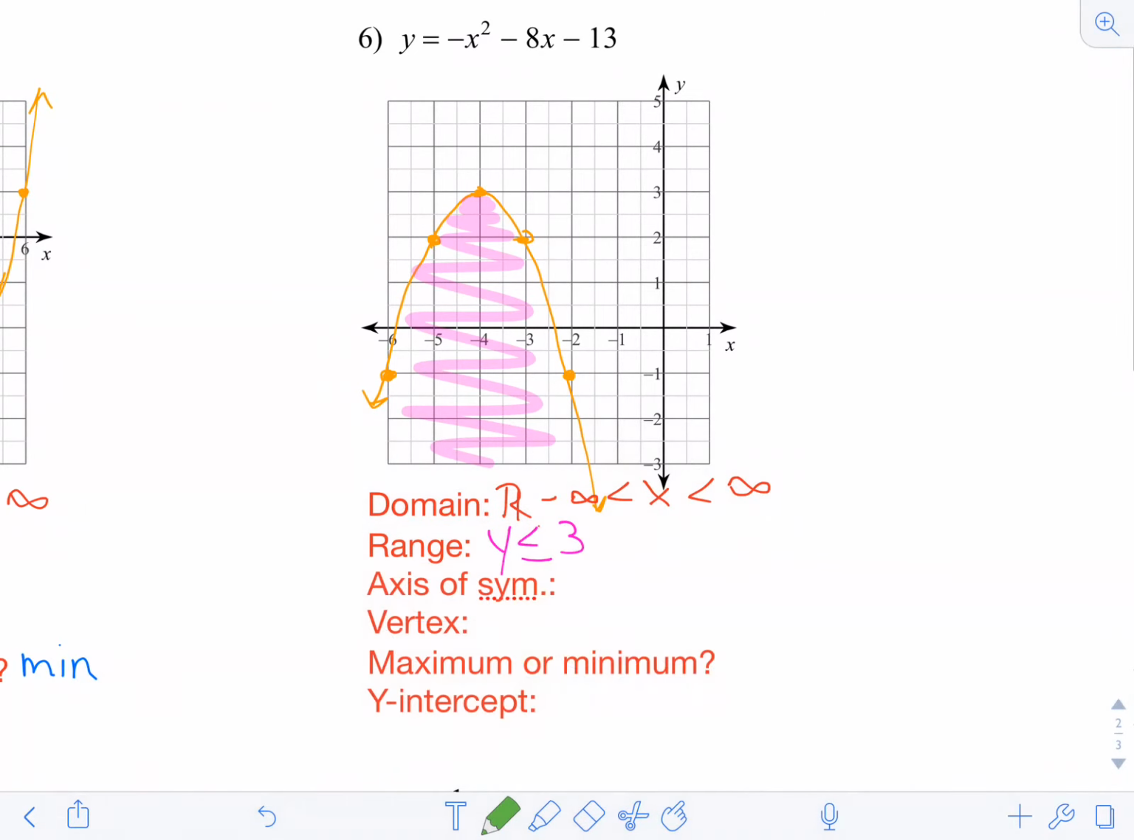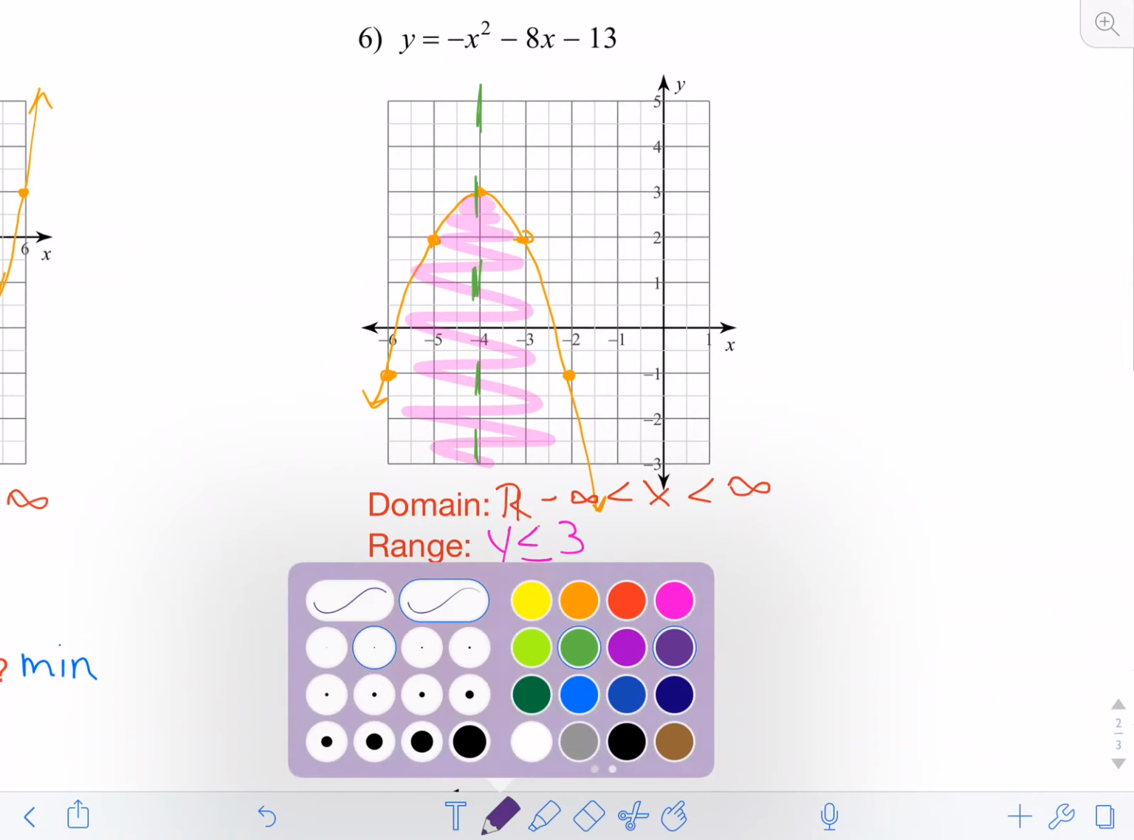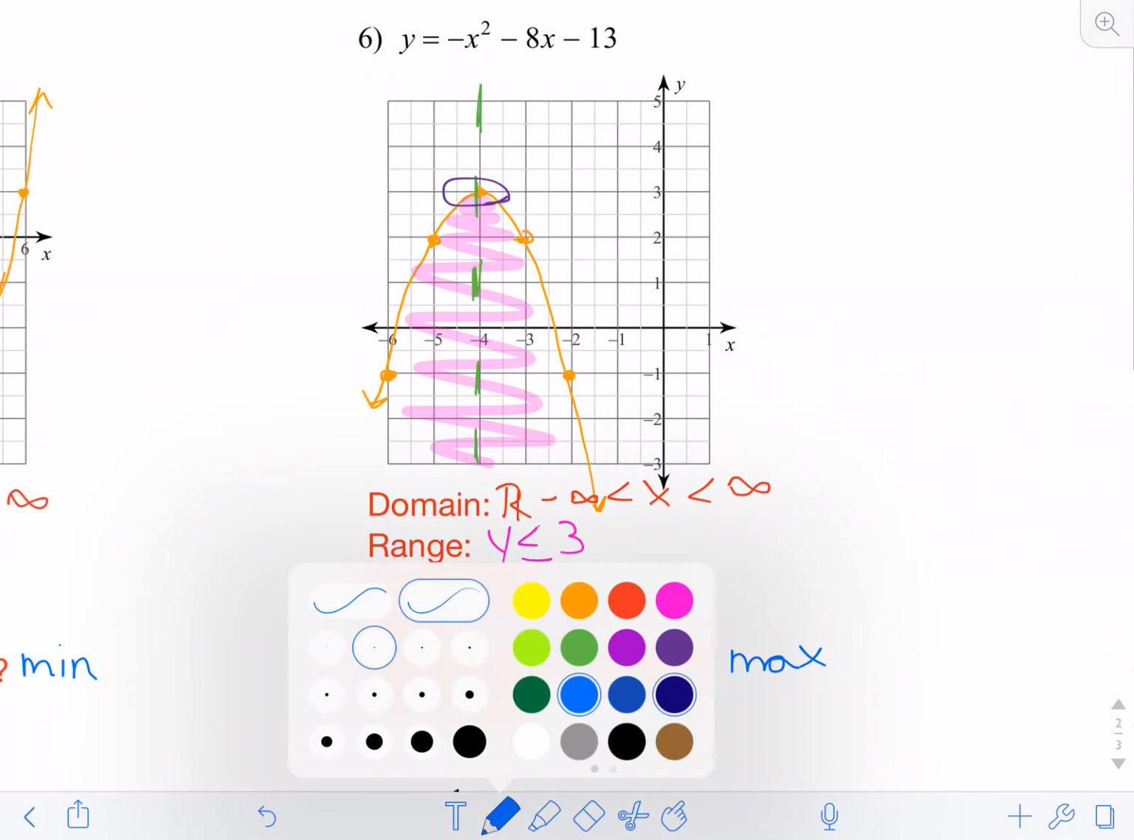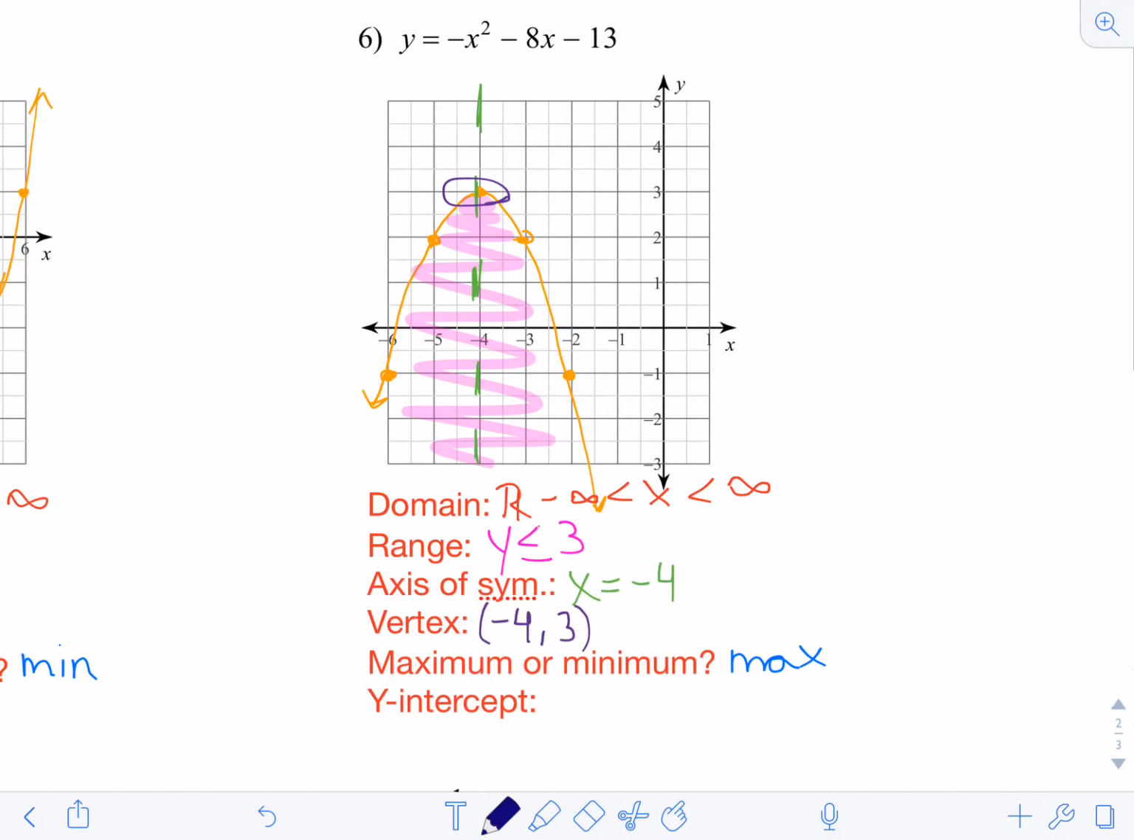Axis of symmetry is where I cut this graph right in half, and I'm cutting this graph right in half at negative 4, so x is equal to negative 4. Your vertex is either the highest or the lowest point. Here I have this high point at negative 4, 3. Since I said it is the highest point, that's going to be a maximum because you cannot go any further up. Your y-intercept is not on the graph, but if you look in your calculator, it is at 0, negative 13.